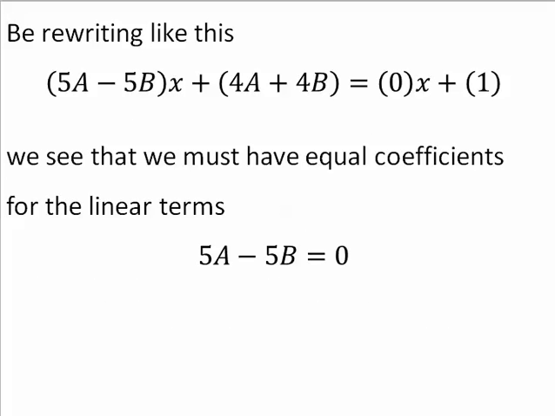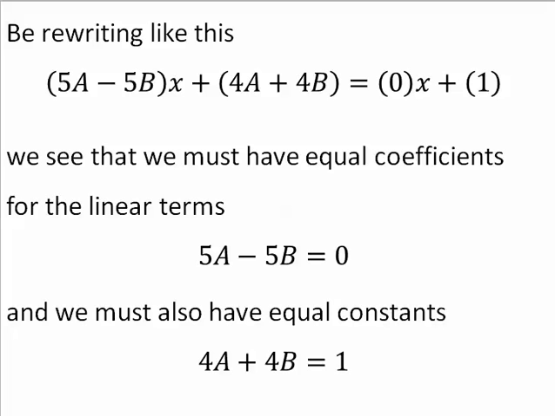By rewriting like this, we see that we must have equal coefficients for the linear terms. I have a linear term on the left-hand side and a linear term on the right-hand side. Those two terms have to be equal, which means the coefficients have to be equal. In a similar manner, I have a constant on the left-hand side and a constant on the right-hand side, and those two constants have to be equal. This gives me two equations. I have two equations, two unknowns. I'm getting closer to finding out what A and B are.